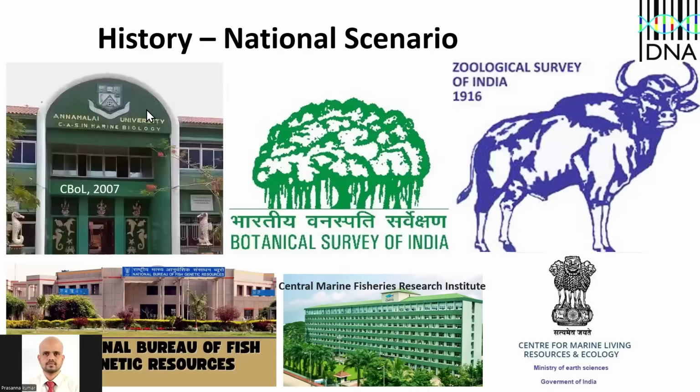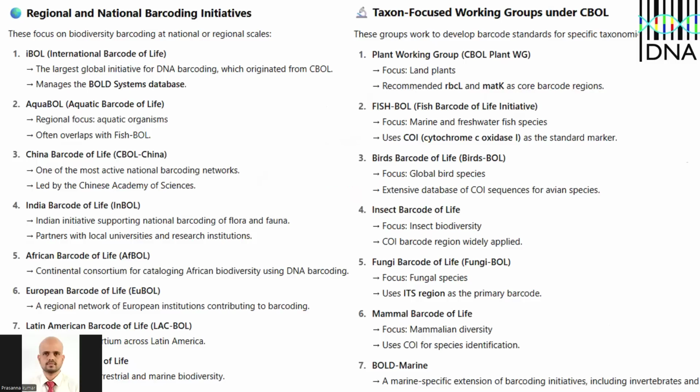So that's the first paper, and we have the Botanical Survey of India next taking up plant barcoding, and the Zoological Survey focusing on terrestrial animals. And the National Bureau of Fish Genetic Resources has come up with a couple of good papers in fish barcoding. And CMFRI, the Central Marine Fisheries Research Institute, and the Centre for Marine Living Resources and Ecology in India are focusing on barcoding deep sea ecosystems. So this is a consolidated list of regional and national barcoding initiatives and taxon-focused barcoding working groups.